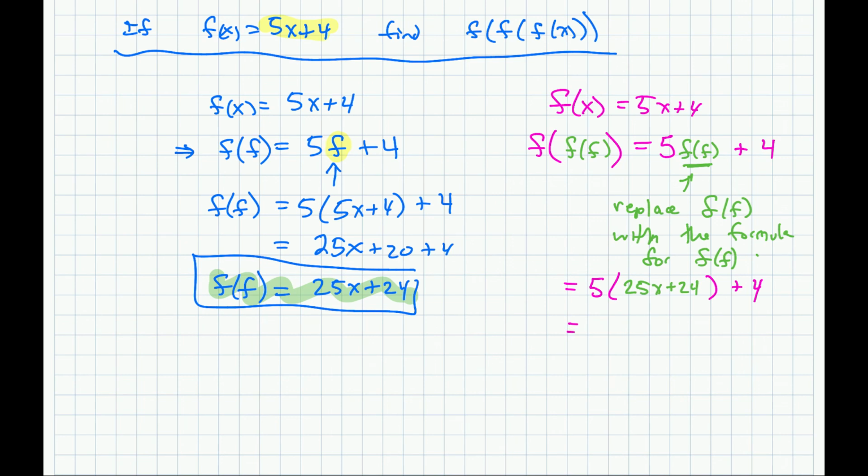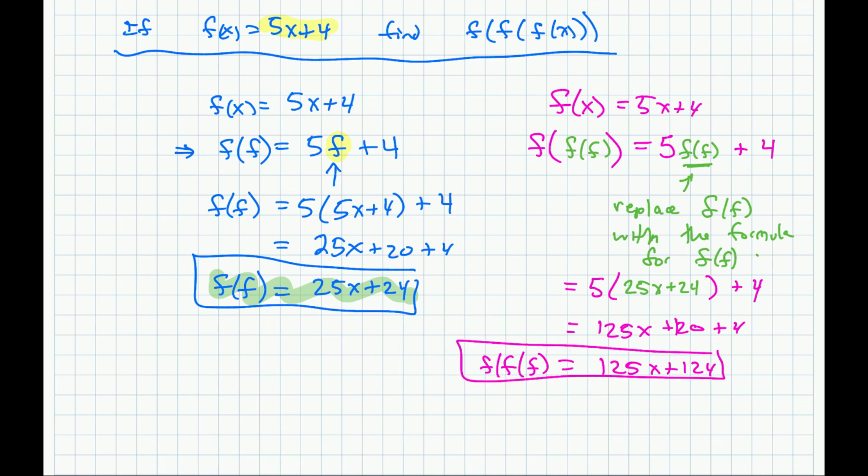And then you'd multiply it out. 5 times 25x is 125x. 5 times 24 is 120. And then plus 4. So you end up with 125x plus 124. And that is f of f of f. 3 f's. Okay.